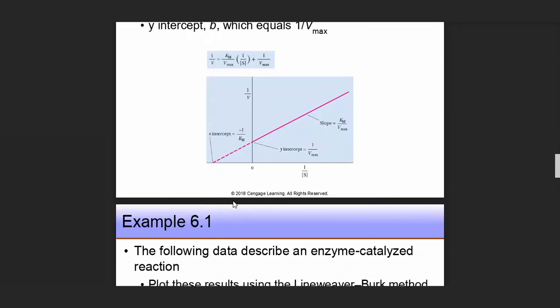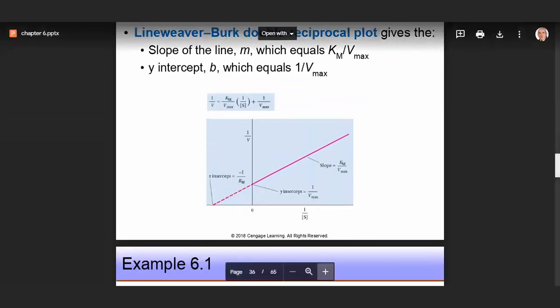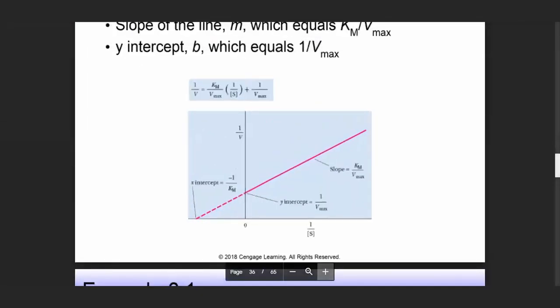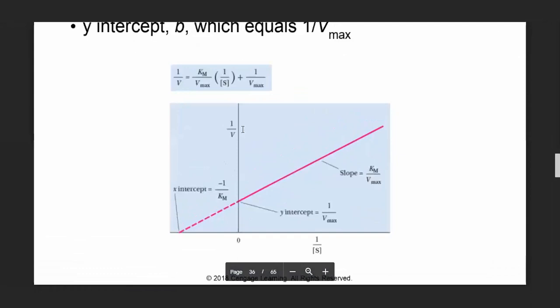Then, let's look at this Lineweaver-Burk plot. We plot 1 over V versus 1 over S. We get a straight line. The slope of the line equals Km divided by Vmax. Now this y-intercept equals 1 over Vmax.